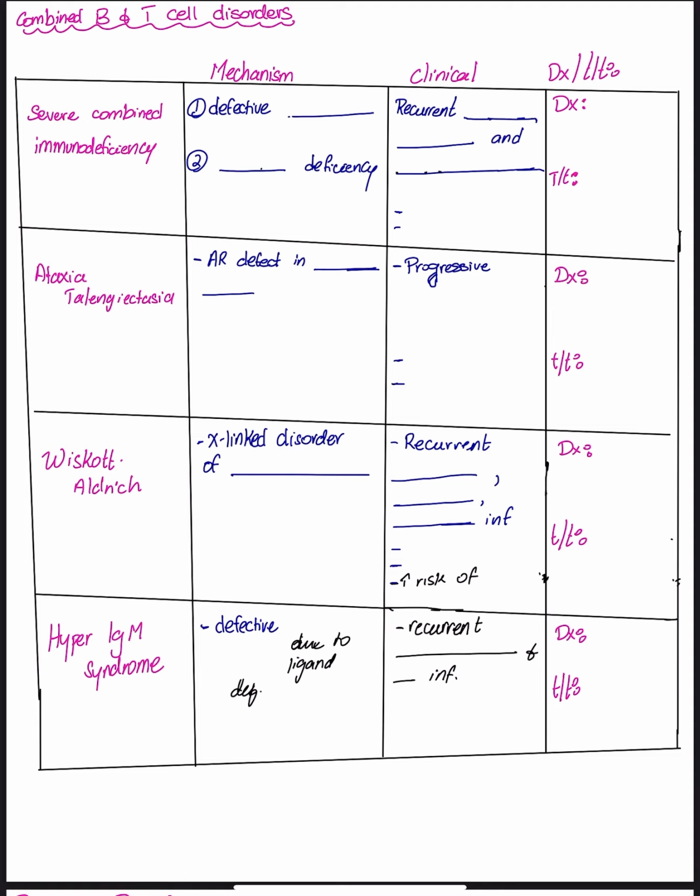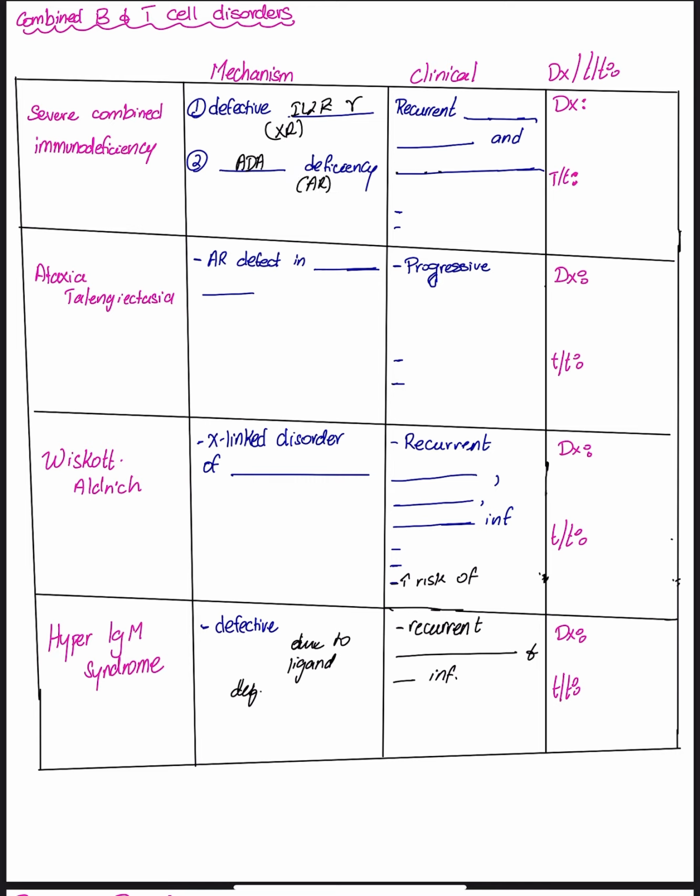So, what is the mechanism? There's two types. The first one is defective IL-2 receptor gamma chain, which is X-linked recessive. And the second type is ADA deficiency, which is autosomal recessive.